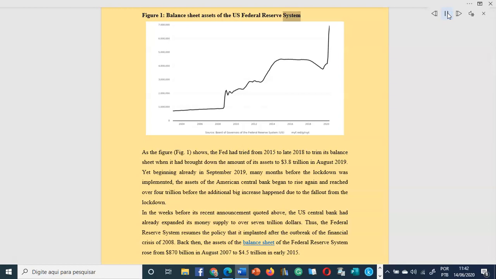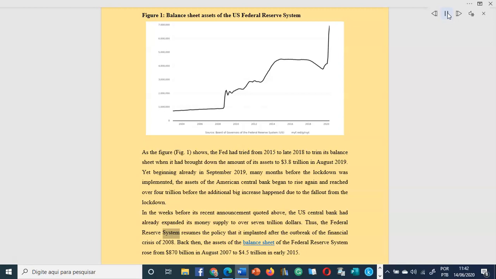As Figure 1 shows, the Fed had tried from 2015 to late 2018 to trim its balance sheet when it had brought down the amount of its assets to $3.8 trillion in August 2019. Yet beginning already in September 2019, many months before the lockdown was implemented, the assets of the American Central Bank began to rise again and reached over $4 trillion before the additional big increase happened due to the fallout from the lockdown. In the weeks before its recent announcement quoted above, the U.S. Central Bank had already expanded its money supply to over $7 trillion.